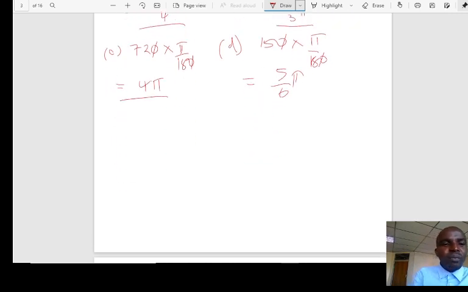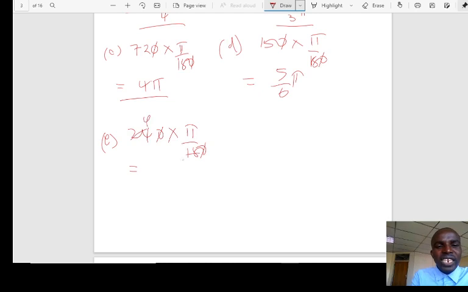Then last one, part E, is 240 times pi over 180. This one will cancel out. Then by 6. 6 into 24, 4. 6 into 18 is 3. So it will be 4 pi over 3.